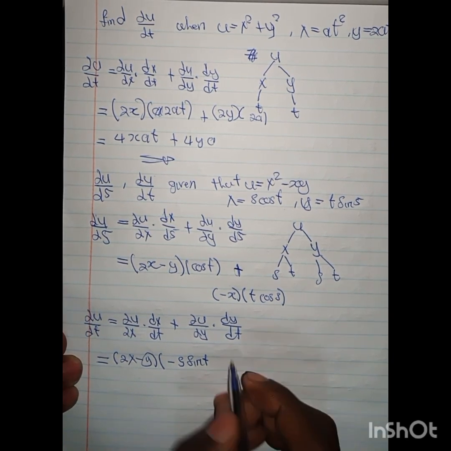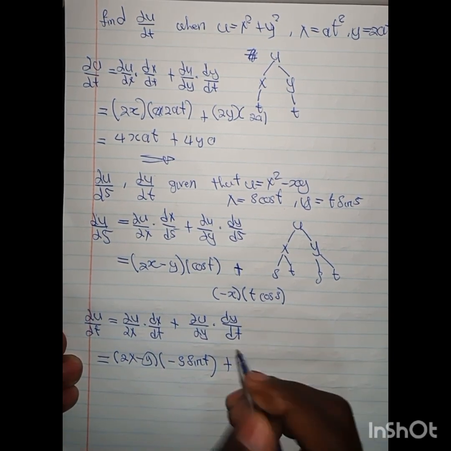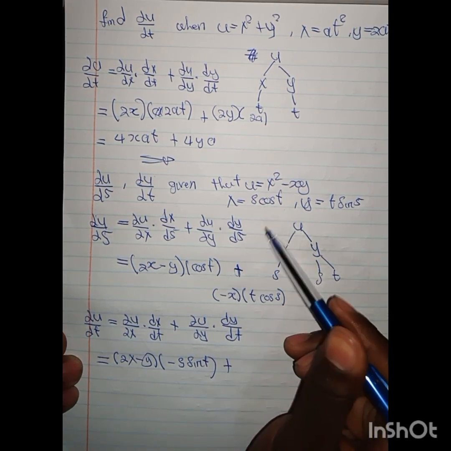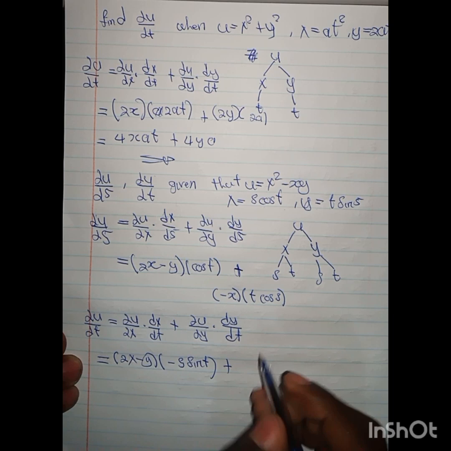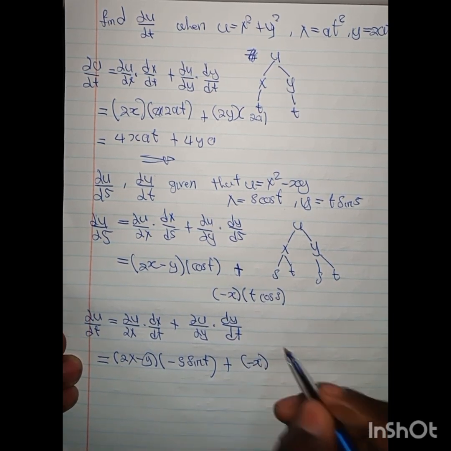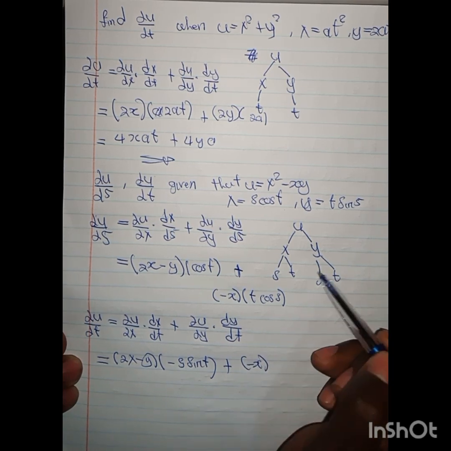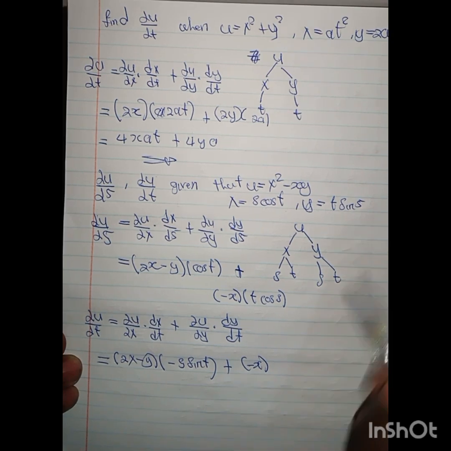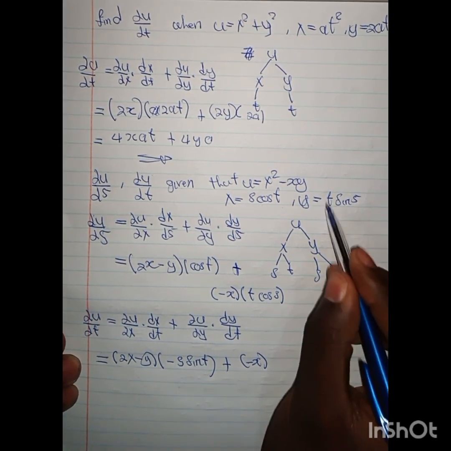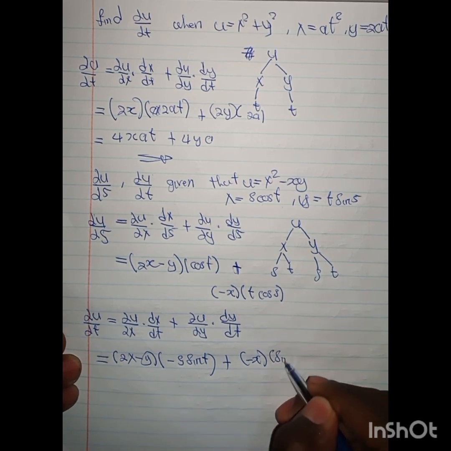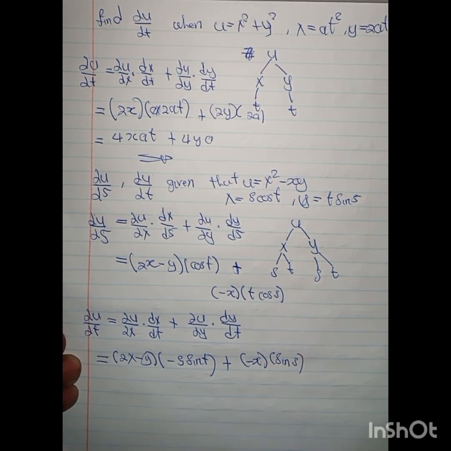And then plus du/dy. When we check, du/dy is still the same as minus x. Then now we have to differentiate dy/dt. This is y, and now we differentiate it with respect to t, not with respect to s. It means we are going to differentiate t. The derivative of t is just 1. It means now you'll have sine s. That's it for this problem.